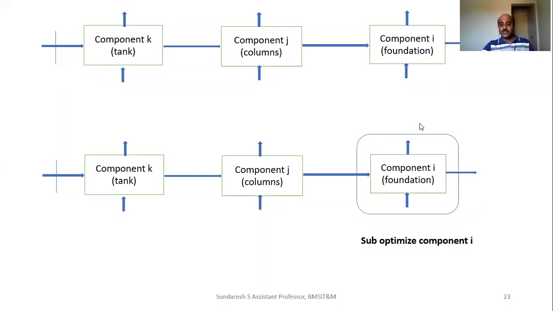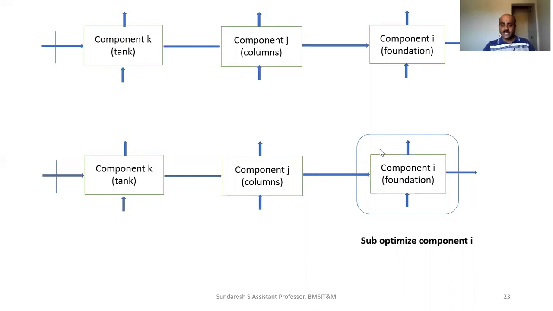Okay, so now we'll start optimizing. We are sub-optimizing the component I. I've taken it in the reverse way over here. So please remember, previously I had taken I as a tank, J as a column and K as a foundation. But we have to start from the bottom one, so I have taken I as a foundation here. I've just reversed the notations. Component I is the foundation, component J is the columns, and component K is the tank.